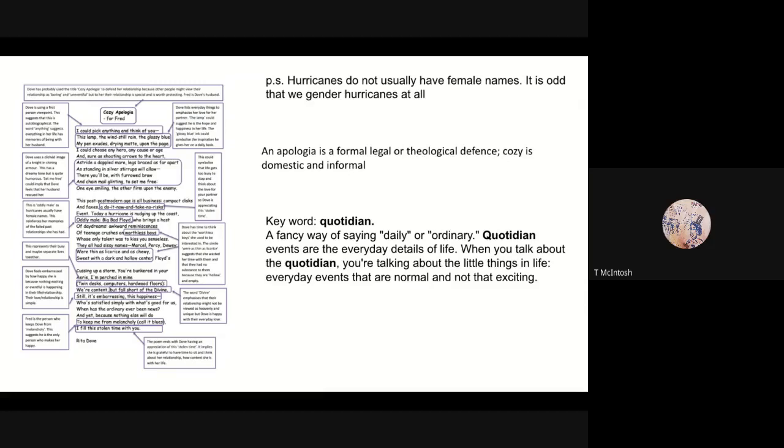Your key word here, I think, and the reason why this one is a very unconventional love poem too, is that it's quotidian, right? That's a fancy way of saying daily or ordinary. Quotidian events are the everyday details of life. When you talk about the quotidian, you are talking about the little things in life, everyday events that are normal and not that exciting. For example, this lamp, the wind, still rain, the glossy blue my pen exudes drying matte upon the page, right? It is in the quotidian that Rita Dove is considering her husband, in the boring, in the opposite of romantic. So we've got a first stanza where she thinks about all the stereotypes from the history of romantic literature, knight in shining armor, cowboy rescuing a trapped damsel, etc.